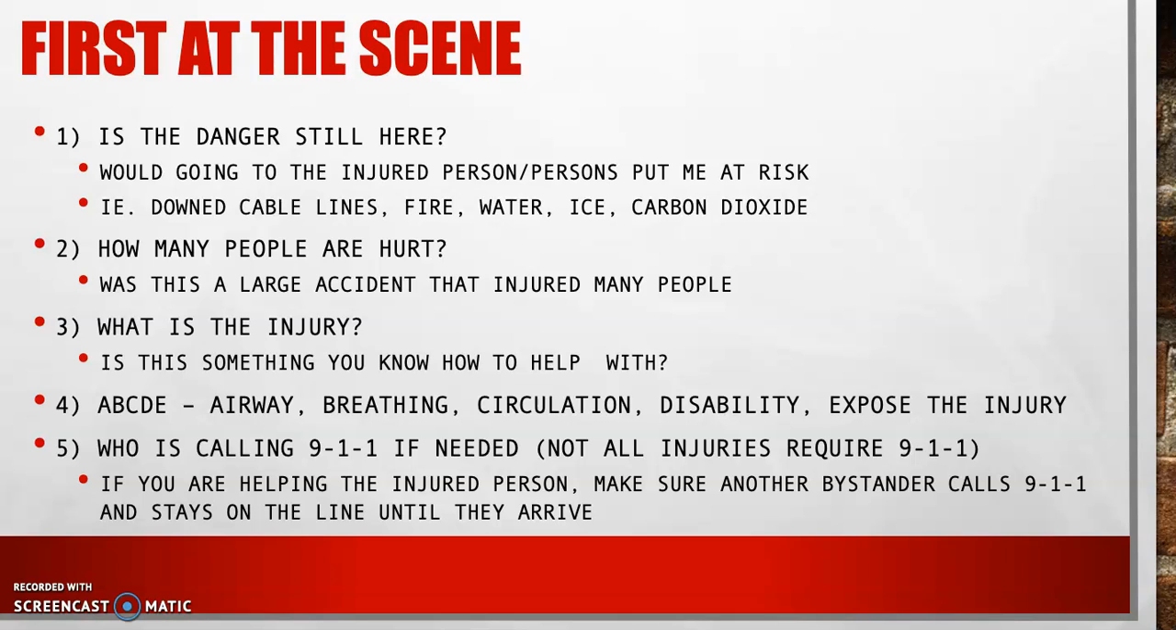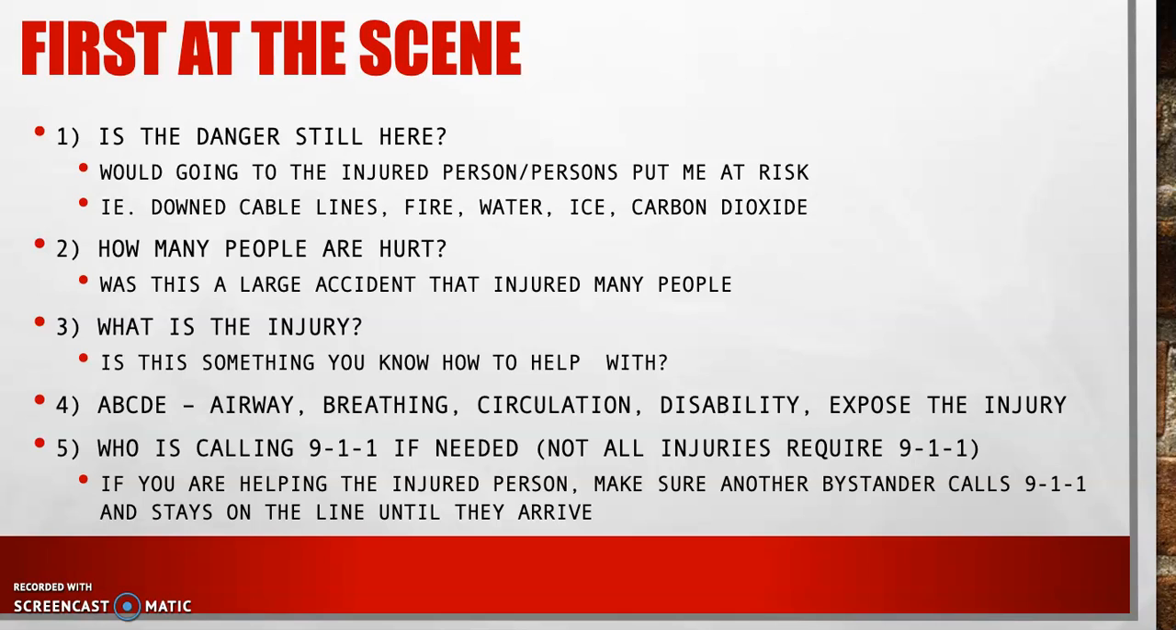Number 2, you want to ask yourself how many people are hurt. Was there a large accident that injured many people, or is it just one individual isolated incident? 3, you're asking what is the injury? Is this something you know how to help with? So if you've never dealt with back injuries before, it's probably not a good idea for you to go and try and help somebody with a back injury. 4, you have to think of the ABCDE principle, which is airway, breathing, circulation, disability, and expose the injury, which we'll talk about next. And then number 5, who's calling 911 if needed?